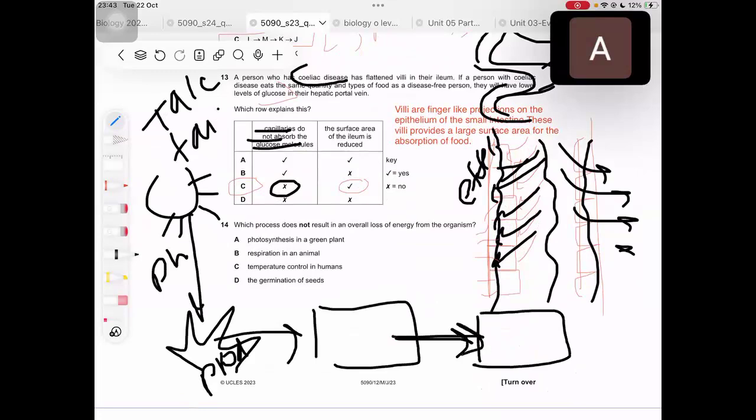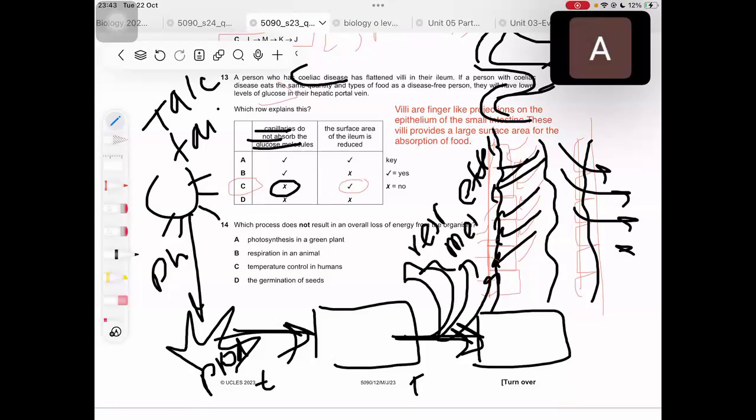And always when energy is passing from one trophic level to another trophic level, you can see energy is being dissipated, right? Energy is being released out, because of respiration, because of metabolic activities, because of different processes. But photosynthesis helps to actually fix energy into the plants. So it is the process which does not result in overall loss of energy.